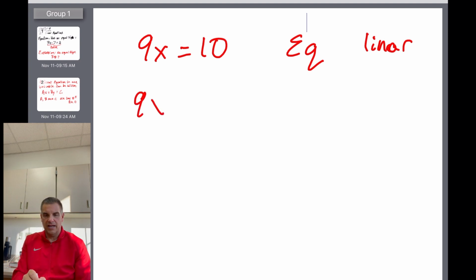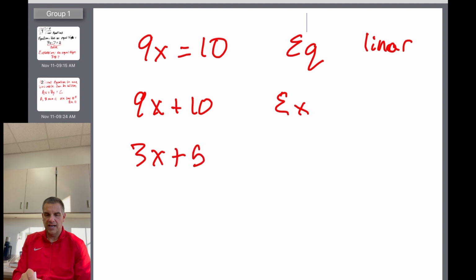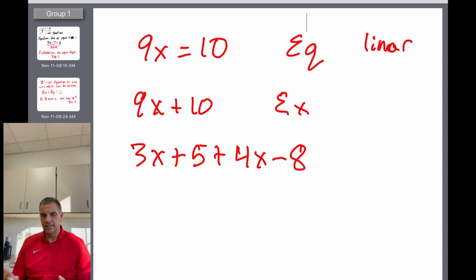Well, what if we have 9x plus 10? There's no equal sign. So this is an expression. If it's an expression, it's not linear. Okay? In order to be linear, it has to be an equation. That's an expression. If we have something like 3x plus 5 plus 4x minus 8, if we look at this, there's no equal sign. So again, this is going to be an expression.